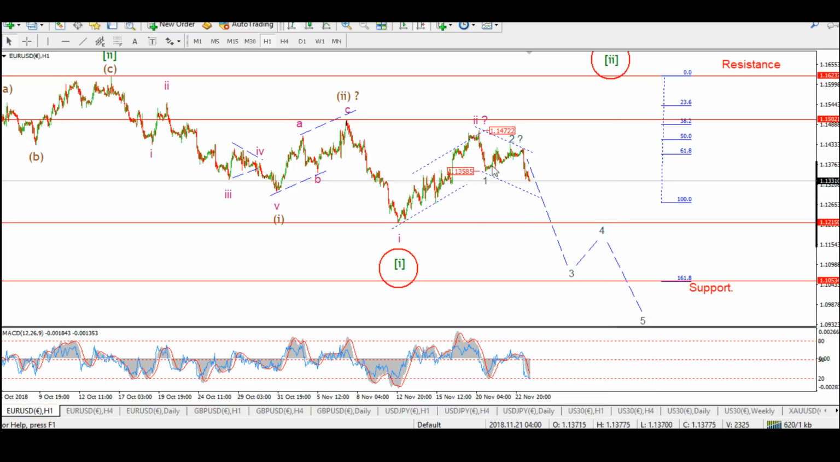Do we get a continuation lower and a break of that support to confirm a third wave down, or do we get a bounce off that lower trend channel line there and a push above that 115?